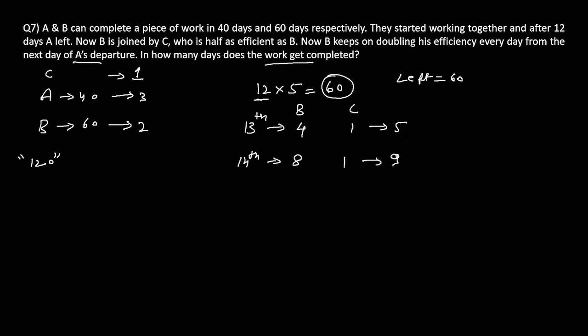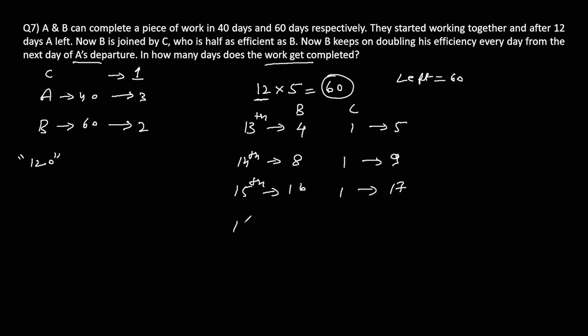Once again, I'm just getting a sum of 14. So the sum over here, total, the leftover value was 60. So I'm still way short. Let's look at the 15th day. It will be doing 16 units and this will be doing 1. So 17 units. So 17 plus 9 will then turn out to be 26, 31. I'm still short. And 29 was the leftover number of units of work.